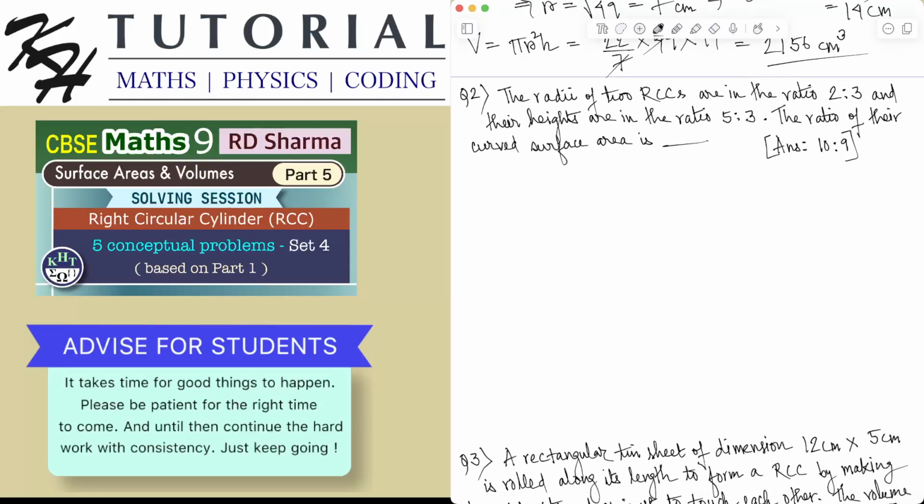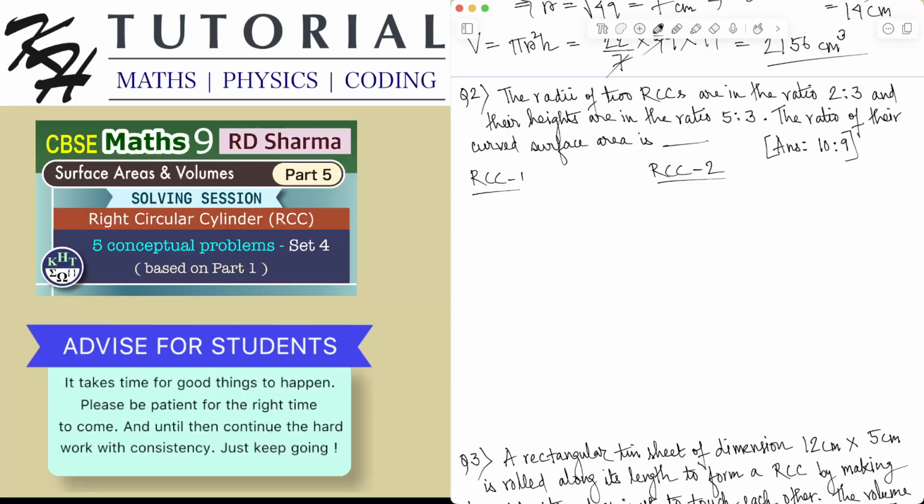The radii of two RCCs. RCC means, whenever I say RCC, it means right circular cylinder. The radii of two RCC are in the ratio 2:3 and their heights are in the ratio 5:3. The ratio of their curved surface area is, okay, so let's say RCC 1 and RCC 2.